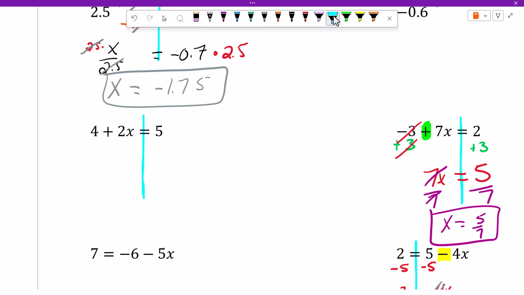So you go, okay, what's the operation between the 4 and the x? The 4 is being added. So the opposite of adding is subtracting. So that's how we get rid of it. We get rid of things by either making zeros or ones. So when you're adding and subtracting, the goal is to make 0. If that's a positive 4, we have to go minus 4. It means 4 minus 4 is 0.